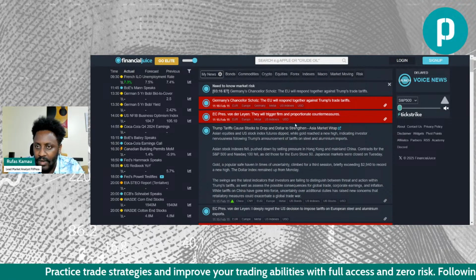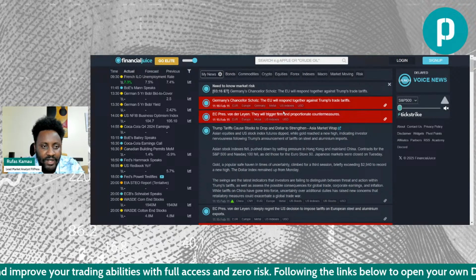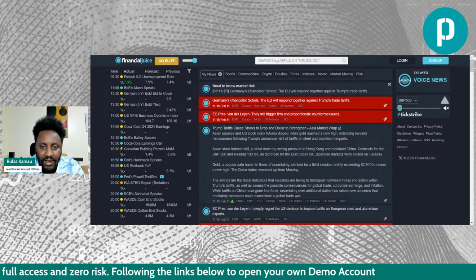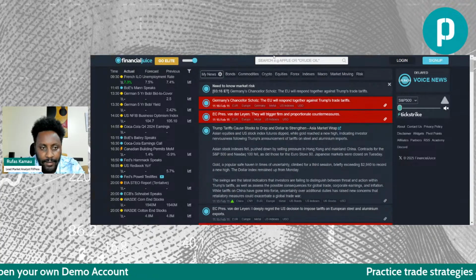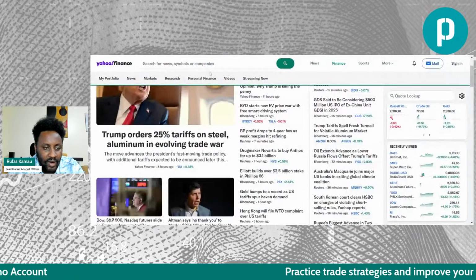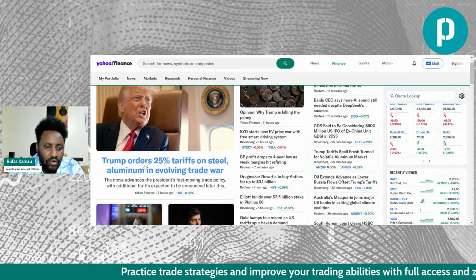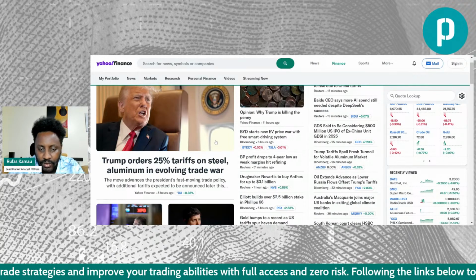the Eurozone. So outside of that, we have also seen a very strong performance from European equity indices, with the German stock market index being one of the top performers and about to hit a new all-time high this morning. If you look at Yahoo Finance, there's nothing but news of Trump, who ordered 25% tariffs on steel and aluminum on the trade war.